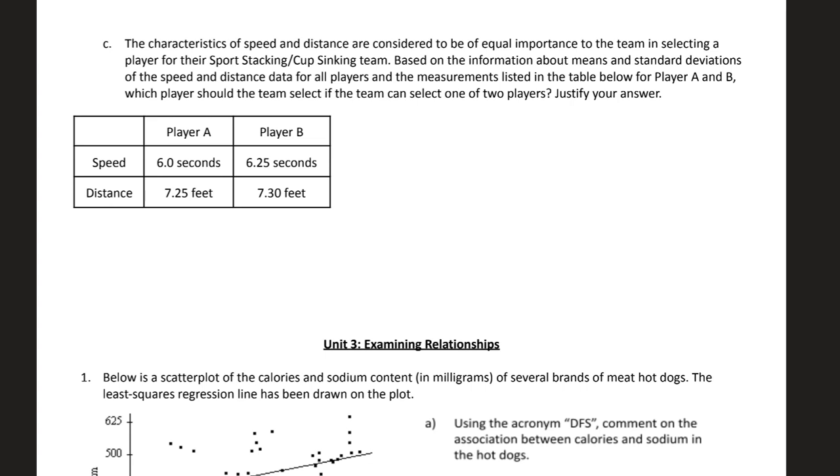So one thing to keep in mind is that for speed, we want lower percentiles because faster times or lower times are more desirable. But for distance, we want higher percentiles. Okay, so this is basically going to be 4 different z-score calculations and then finding 4 different percentiles. So first I'm going to take player A, which I'll do in red, and I'm going to calculate the z-scores for speed. So we need to make sure we're using the correct mean and standard deviation.